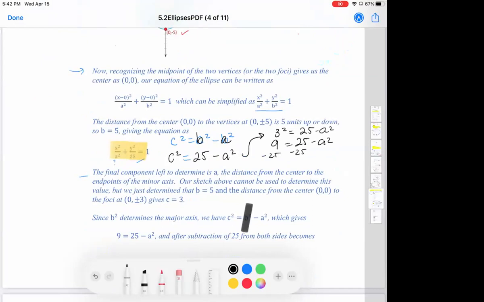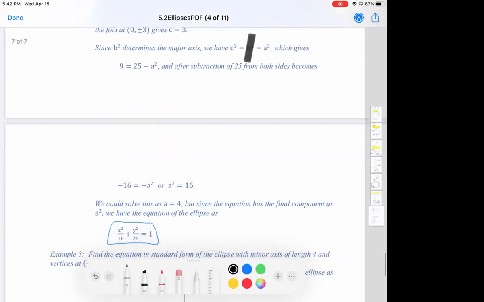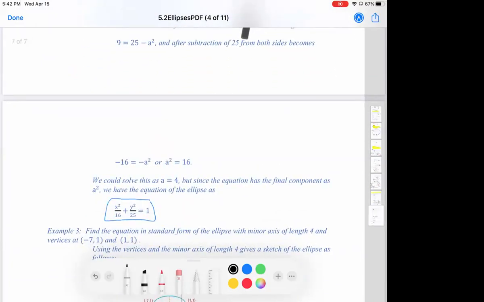All right. So we're left with 9 minus 25. We get negative 16 is equal to negative a squared. We divide by negative 1. And we get that 16 is equal to a squared. So 4 is equal to a. That's how they got that a squared is 16.